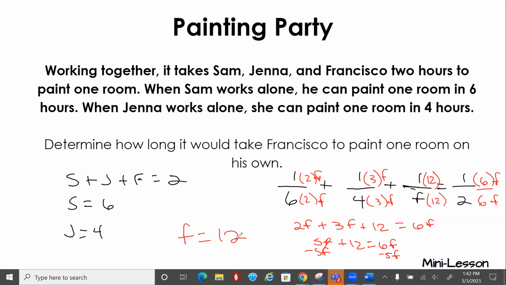Francisco takes forever to paint this room. Oh, okay. I called him Francois on the last.